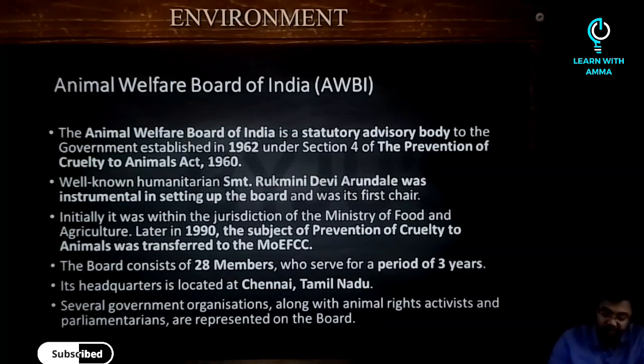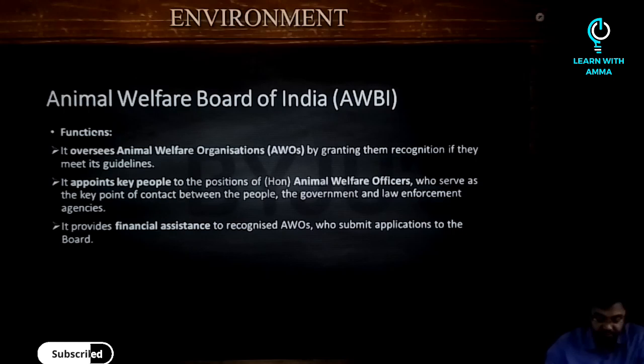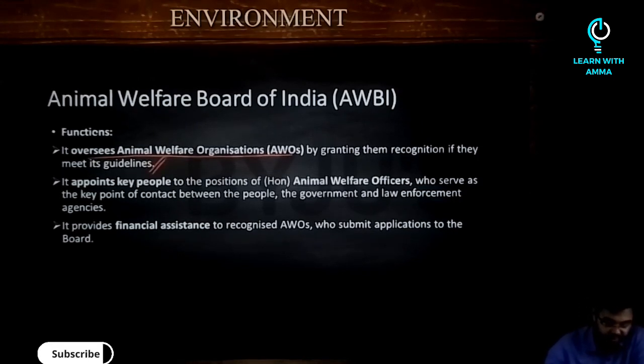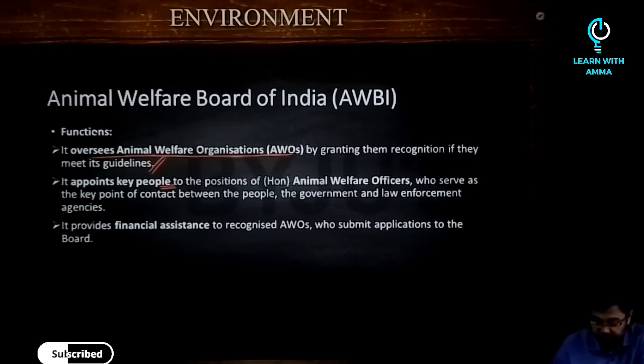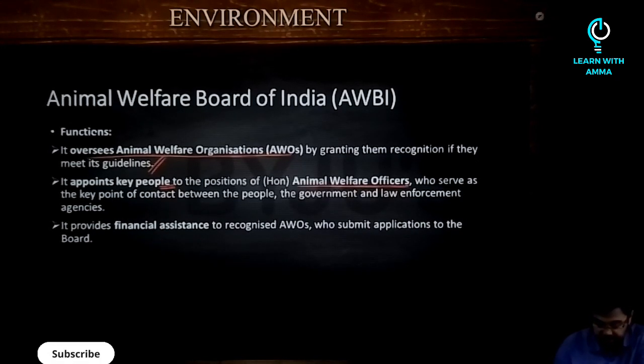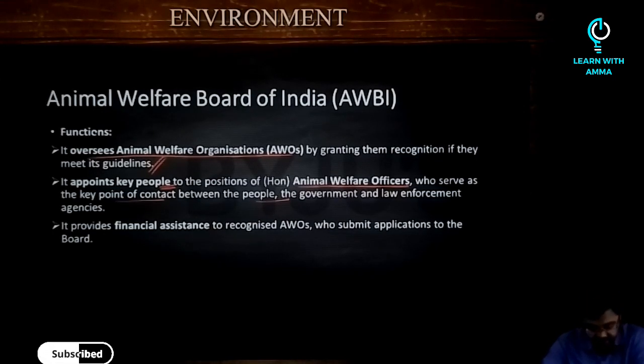Then you have Animal Welfare Board of India. Most importantly, it is a statutory body, and the most important functions of the board is first to oversee animal welfare organizations by granting them recognition if they meet the guidelines. Then it appoints key people to the positions of animal welfare officers who serve as key point of contact between the people, government and enforcing agencies. Then apart from that, it provides financial assistance to the recognized animal welfare organizations who submit the applications to the board.